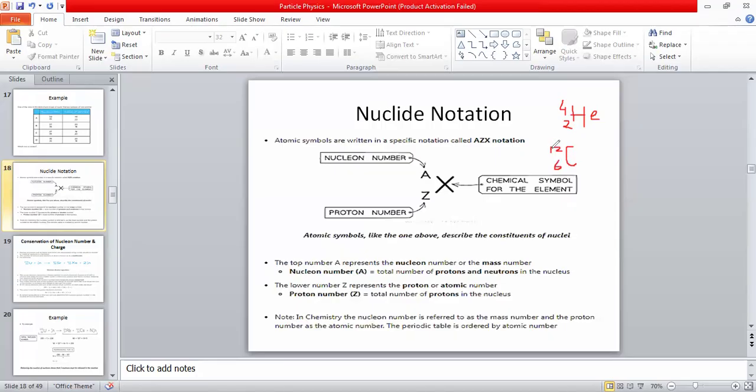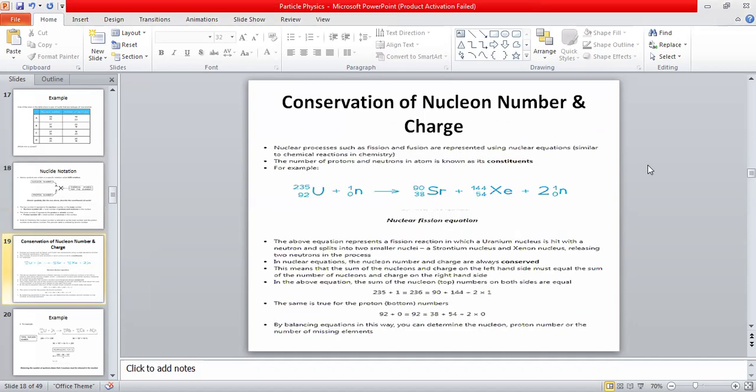So top पे हमेशा कौन सा number होगा? At the top we will be writing the nucleon number, and at the bottom what we will be writing? We will be writing the proton number. So proton number is on the bottom and nucleon number is on the top. So representing any of the elements in this specific way is termed as nuclide notation. Any problem? No, sir. Okay, moving onwards.